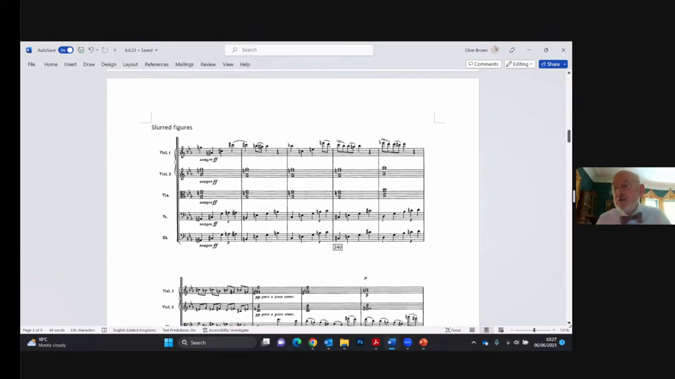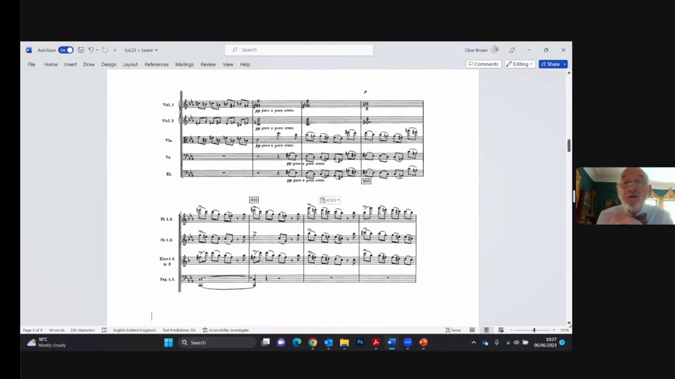He's writing in the middle of the century, towards the end of his life. So when you have a passage like this, in the last movement of the Bruckner, you would certainly have played these slurred figures unequally. There's a passage further down the page here. Again, the same thing for the lower strings.